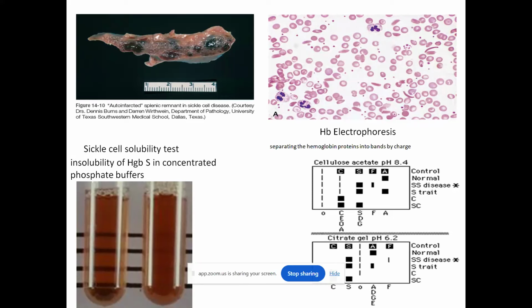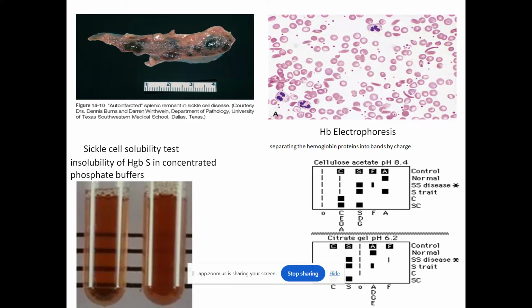The third test, a screening test, is the sickle solubility test. The sickle cells will produce an opaque solution. So with sickle cells, the background lines will not be visible. In a normal patient's solution, background lines can be seen. This is a screening test.